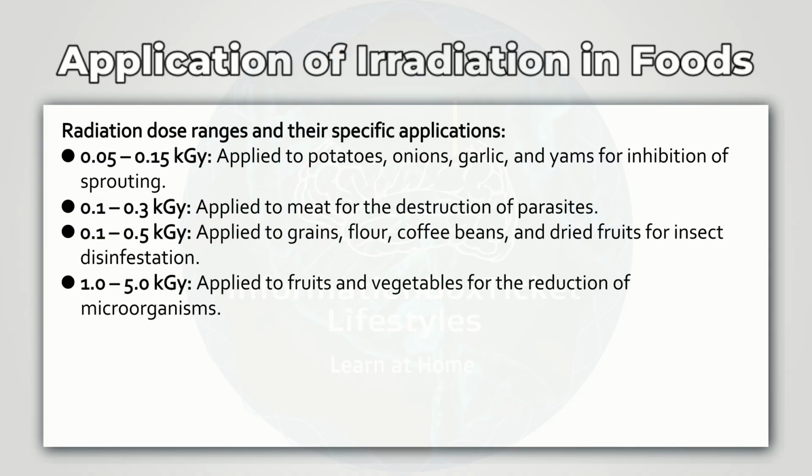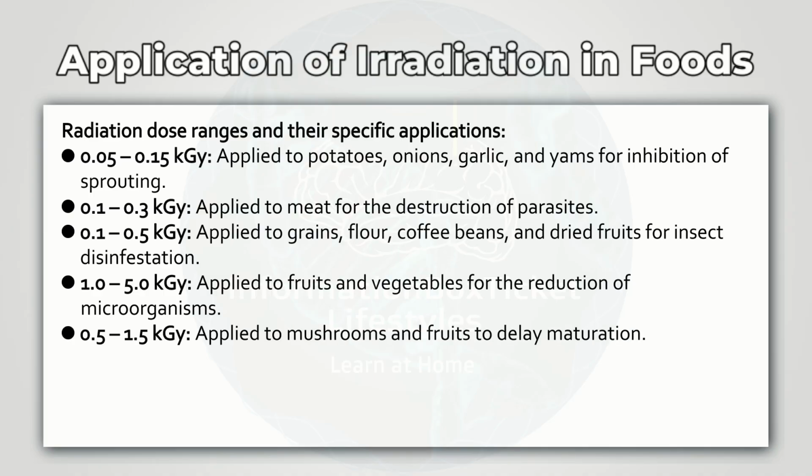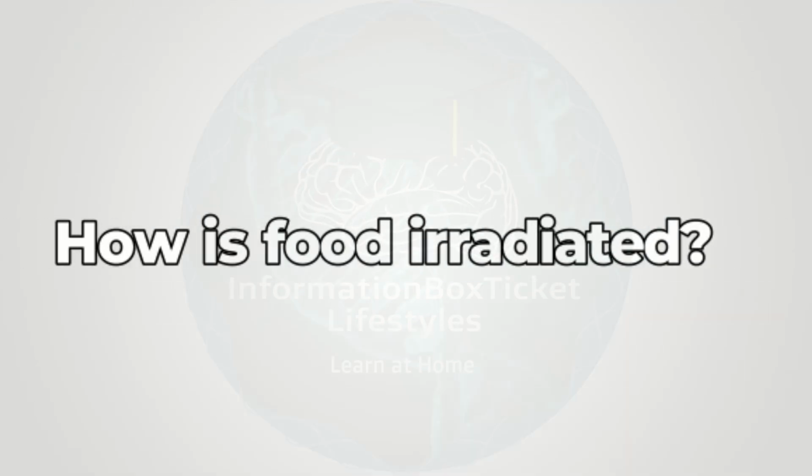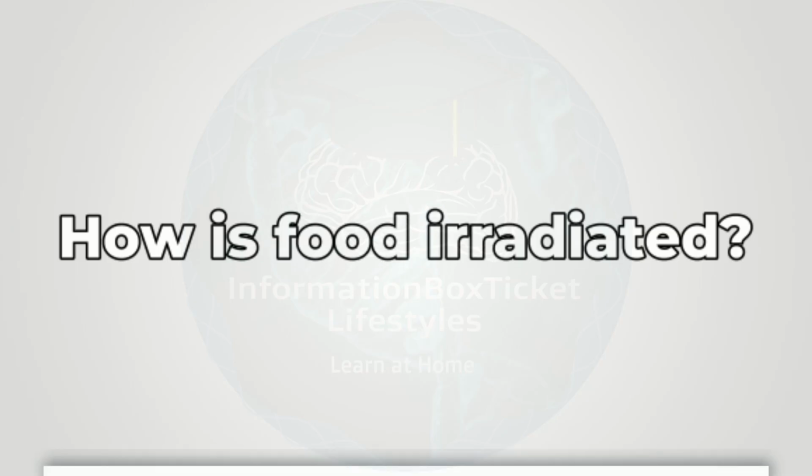1.0 to 5.0 kilogray, applied to fruits and vegetables for the reduction of microorganisms. 0.5 to 1.5 kilogray, applied to mushrooms and fruits to delay maturation. How is food irradiated?